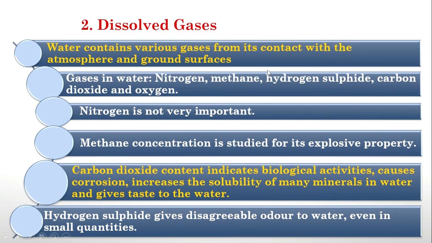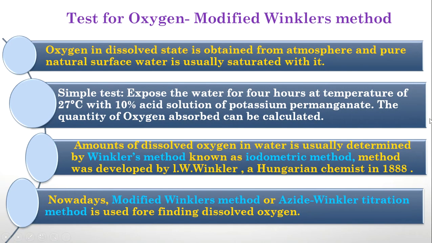Hydrogen sulfide is a very foul smelling gas, and when it is present in water, even if it is in a small amount, it will show a disagreeable odor. So we can identify the presence of hydrogen sulfide by that. Carbon dioxide indicates biological activities, causes corrosion, and increases the solubility of many minerals in water. So from all these indicators, we can say that carbon dioxide is present in water. Out of all these gases, oxygen is very important. So we will move on to oxygen.